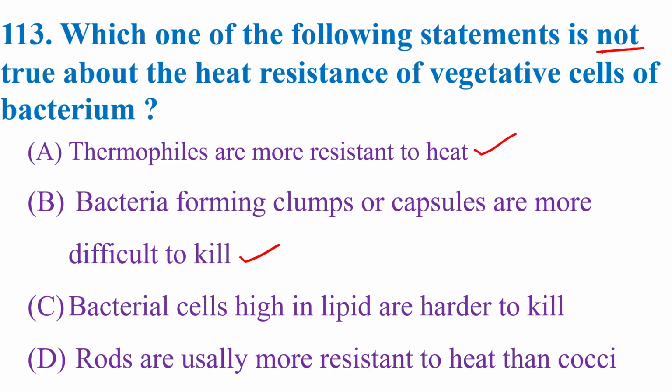Option D, rods are usually more resistant to heat than cocci. This is incorrect, or we can say it's opposite, because cocci are generally more heat resistant than rods. Rod-shaped bacteria, they are bacillus type species, and they're less resistant than spherical. So the correct option, which is the incorrect statement, is option number D.